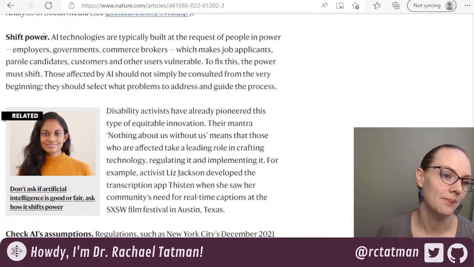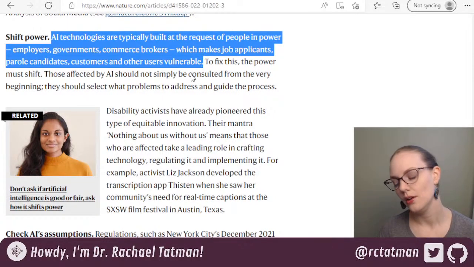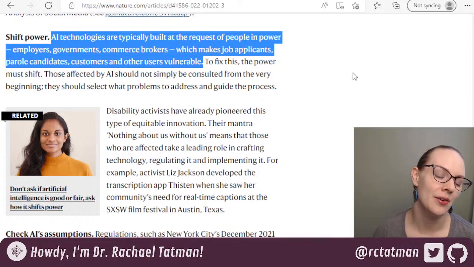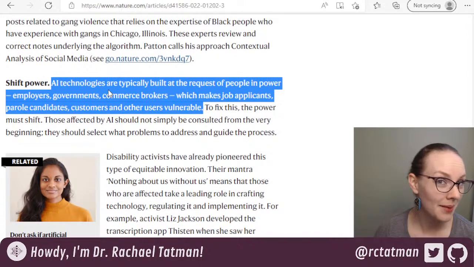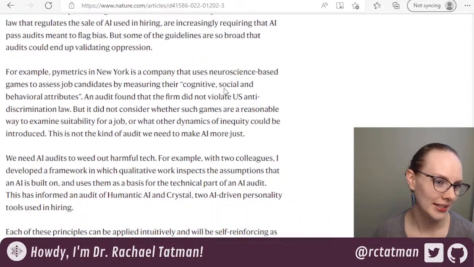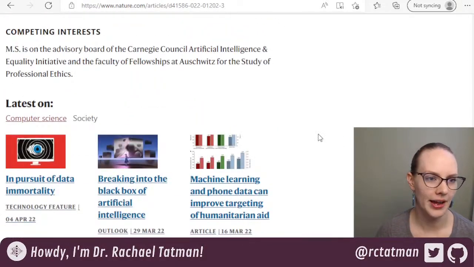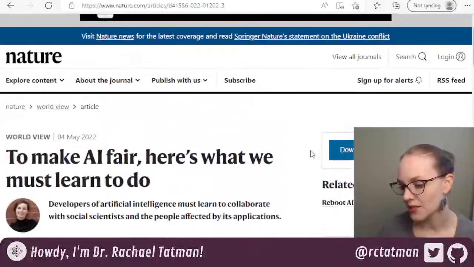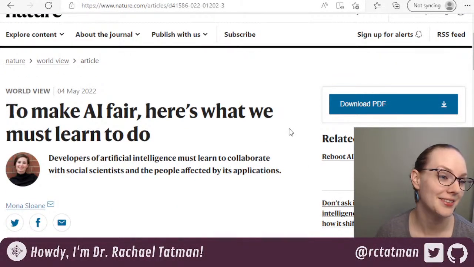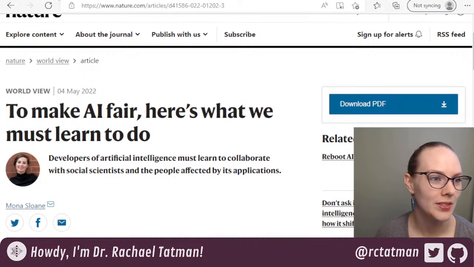Shifting power. So this is something that I think a lot about. When we automate things, often what is automated is to the benefit of people with money, usually, and power, and sometimes to the benefit of people without it, but often to their detriment. Checking assumptions. So I think overall a pretty solid piece. I think this would make a great assigned reading in an undergrad class if you're looking for something like that. So solid piece.